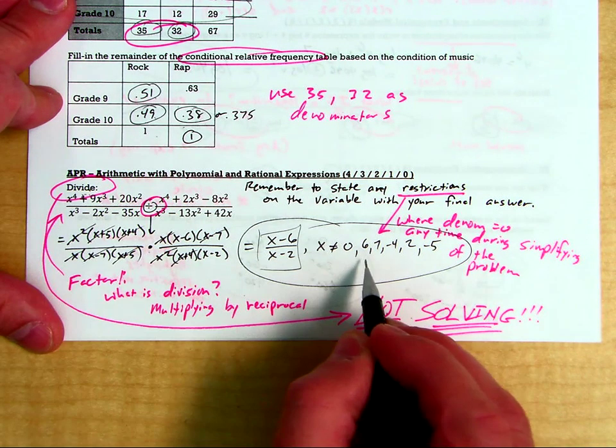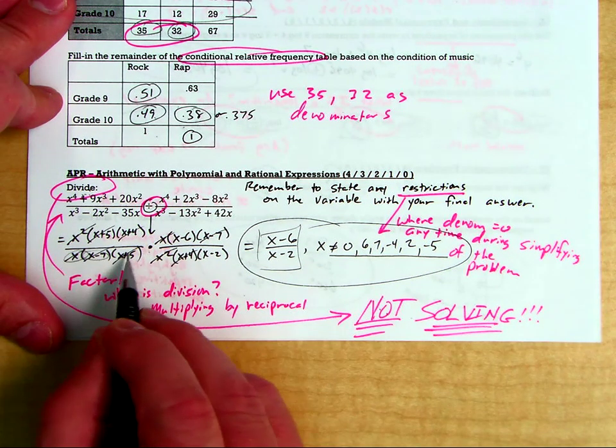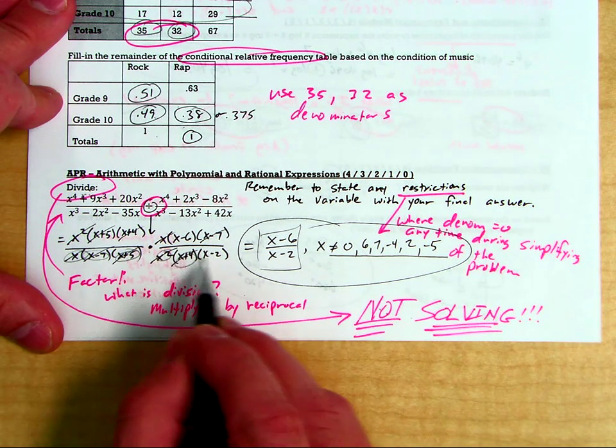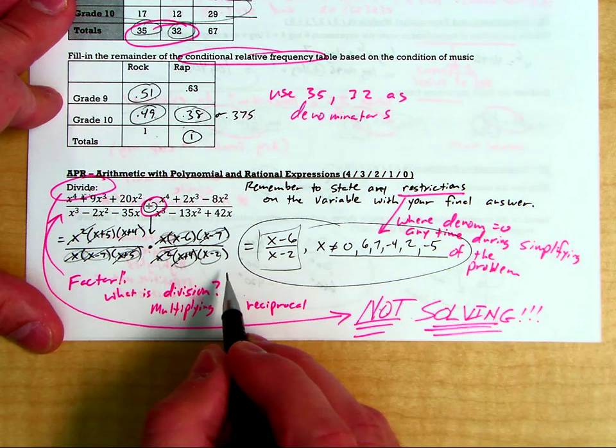The other hard part about this is you had to analyze all of your denominators to see what restrictions were on the variable. It's all these ones that I'm circling right now. Those are where we can't divide by 0.